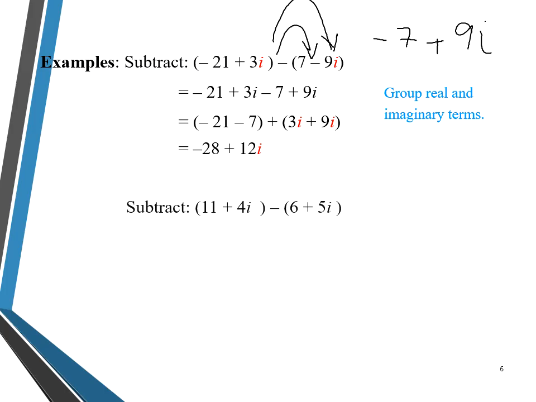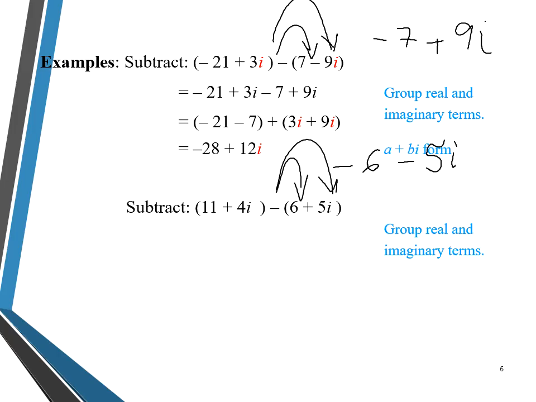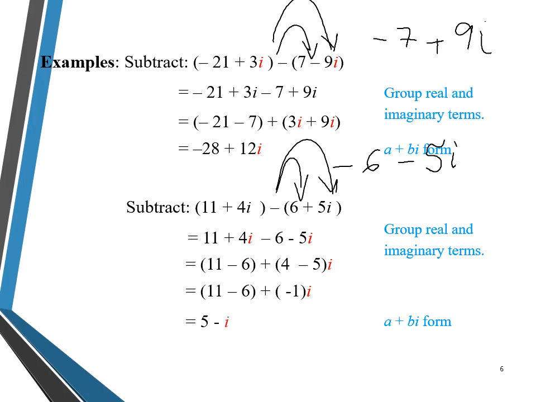in complex form. Another example, keep in mind we need to distribute the negative. Negative 1 times 6, that's negative 6. And negative 1 times 5i, that's negative 5i. And we're going to group the real numbers and simplify. And we're going to write the answer in complex form.